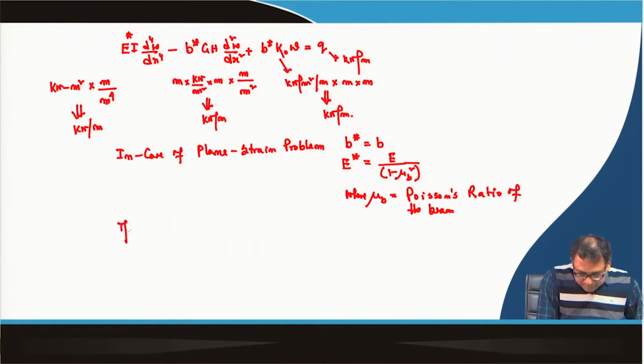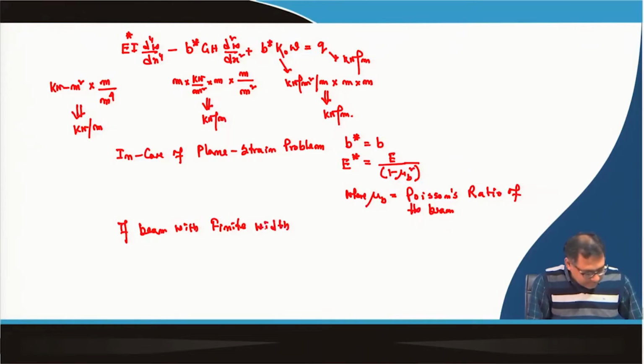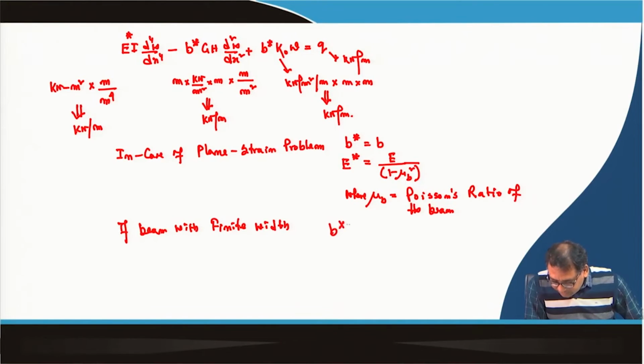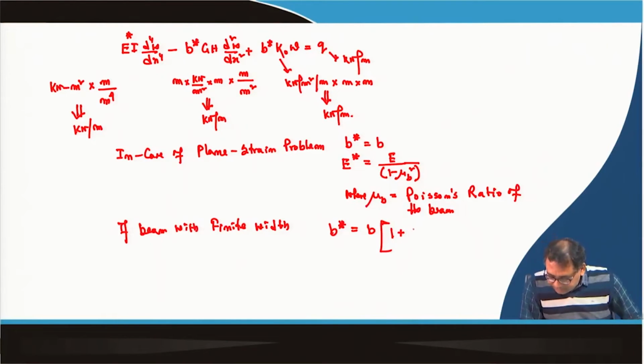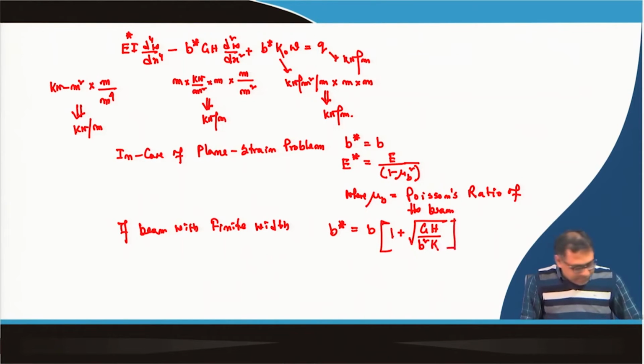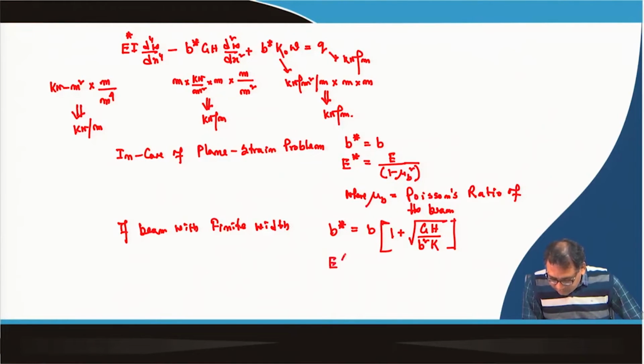Now, if beam with finite width, then B star will be equal to B 1 plus root over G H divided by B square K. Okay, and E star will be equal to E.